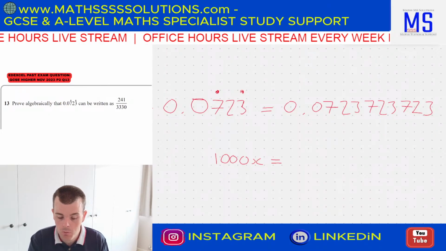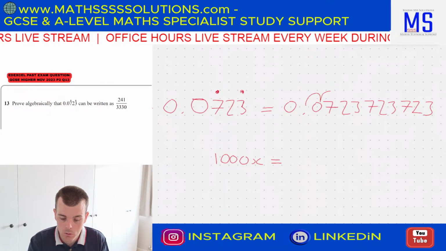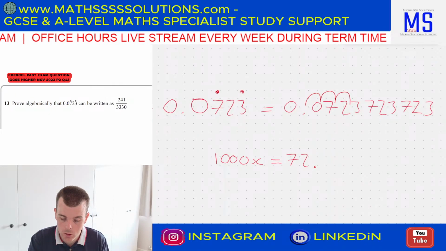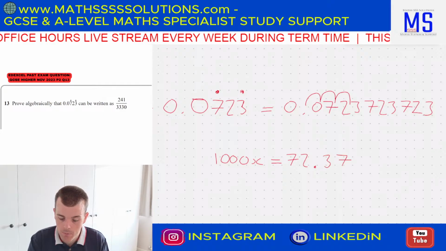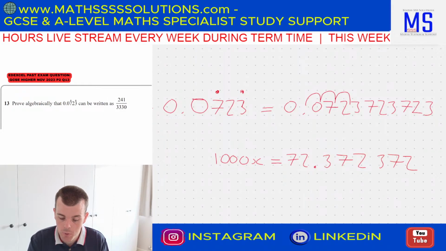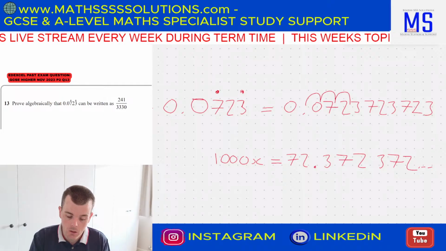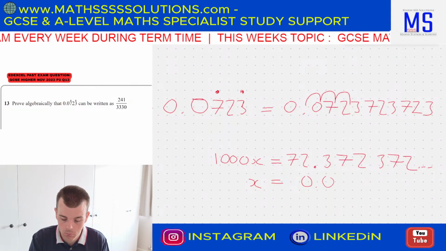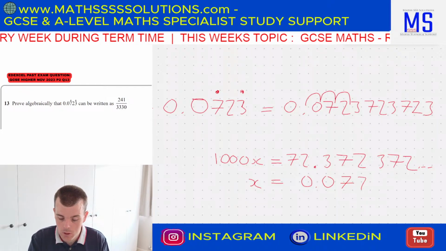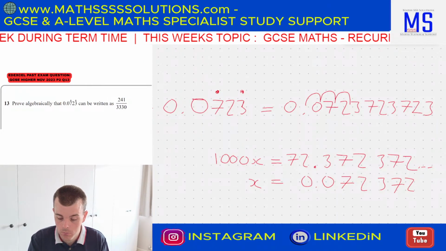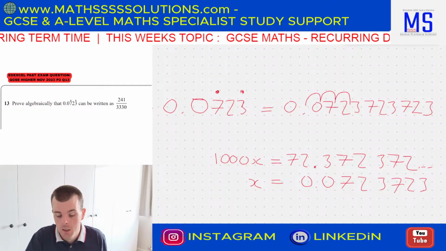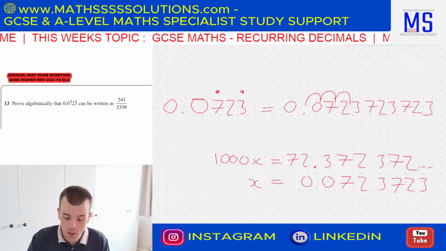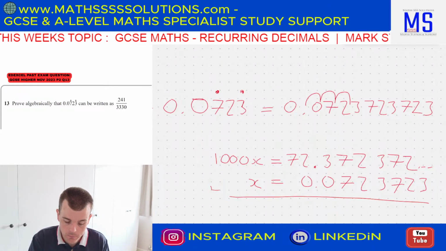So 1000x, when you move the decimal point once, twice, 3 times, it would be 72.3, and then 723 repeating. And then let's just put x underneath it to show how it works. You've got 0.0, and then it's the 723, which are all lined up again. Because you had 3 digits repeating, if you shift it along 3, it's at the start of the next repeating part. And then you subtract them away from each other.